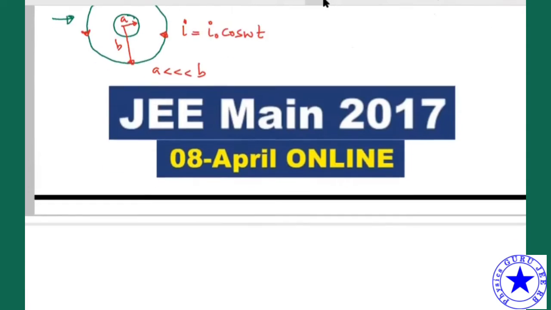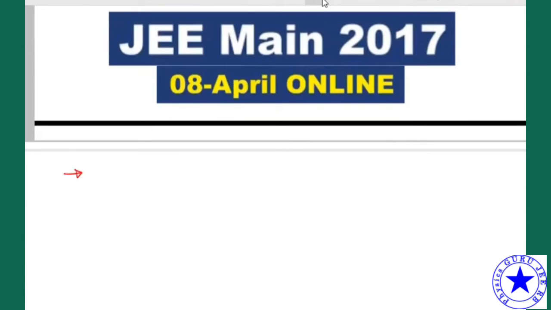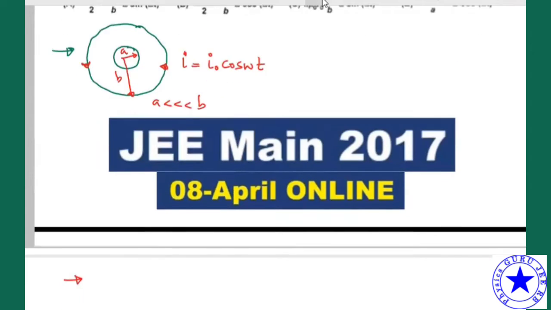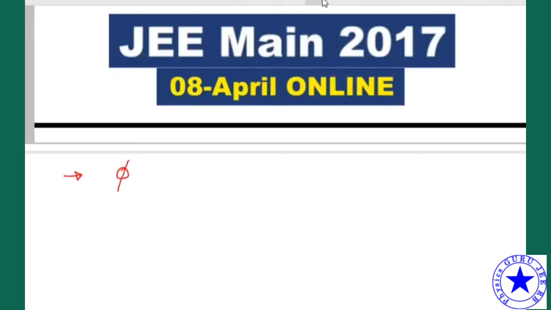Now we'll proceed with the problem. What is the magnetic flux linked with the smaller loop? So, the magnetic flux linked with the small loop.